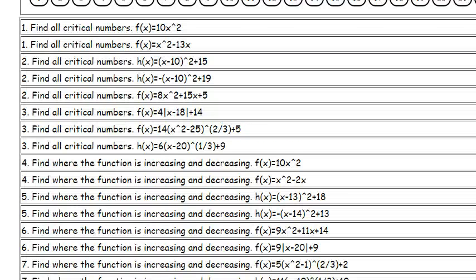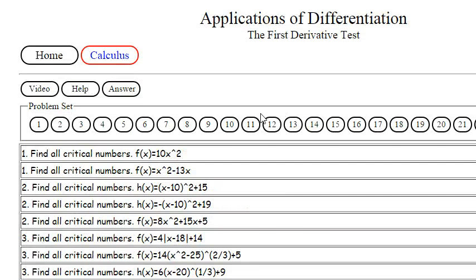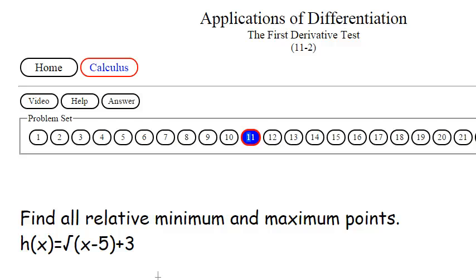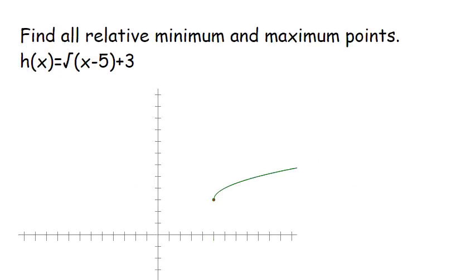Click on the first derivative test, and I believe we're doing 11-2. Alright, find our relative minimum and maximum points. We've got the function, I'm going to write that down. You can see here this little different graph than what we've been used to, that our minimum is occurring right here at an endpoint. Alright, so let's go ahead and write that down and move on over to the whiteboard.